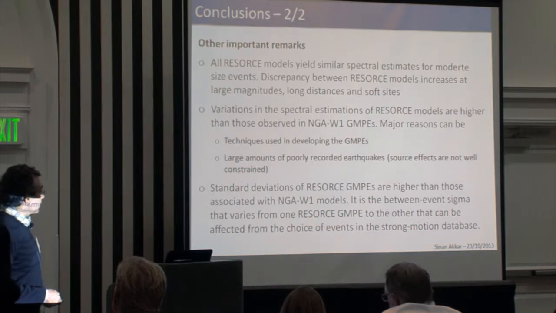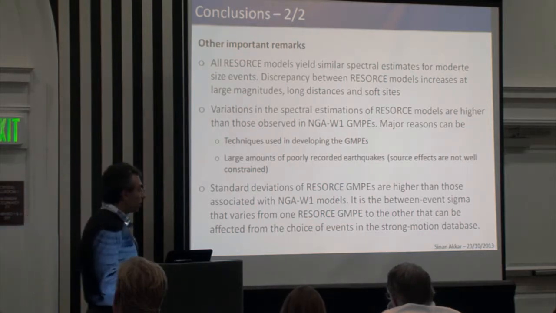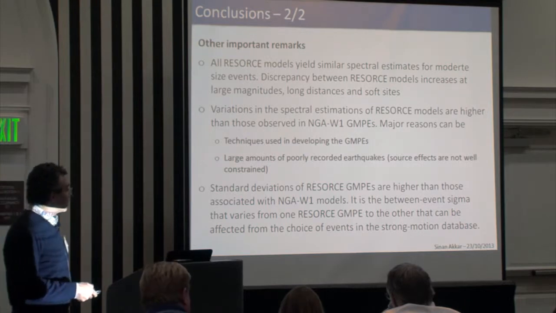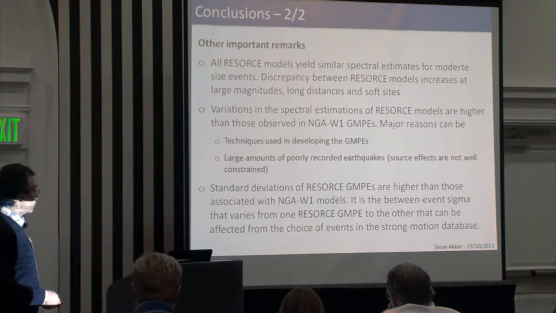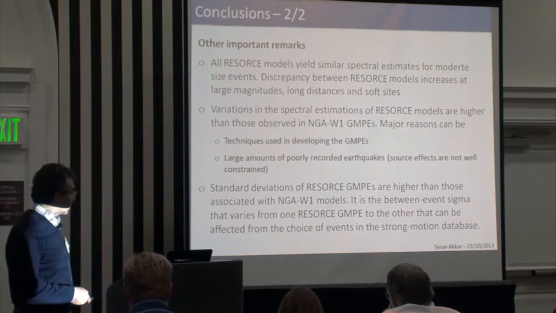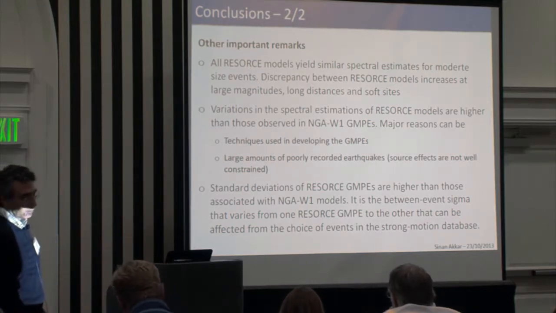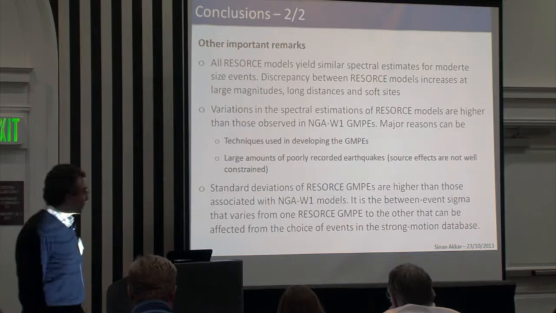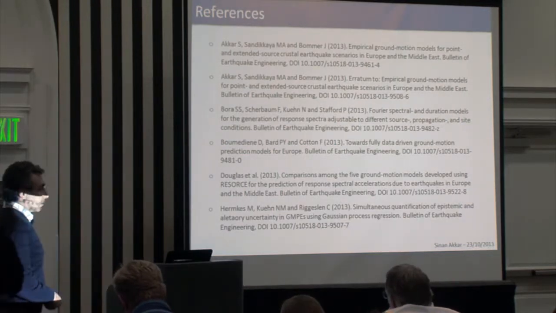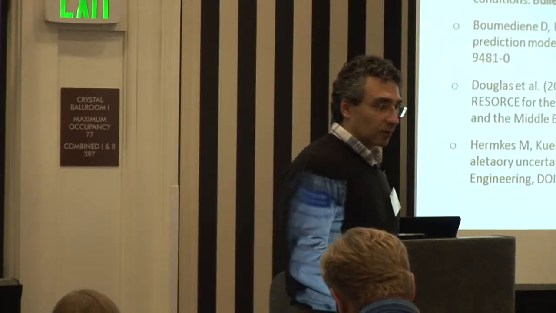Then again, the standard deviation of RESORCE GMPs is higher than the NGA-West1 models. Actually, it's the between event sigma that varies from the RESORCE GMPs. That's the tau, then you're saying, yeah. All right. And these are the references that I used in the preparation of this presentation.